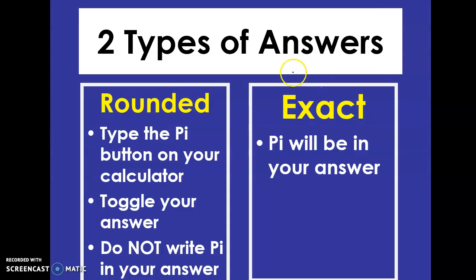Now we're going to be reporting in two types of answers. We've got our rounded, where you use the pi button in your calculator, and then you'll use your toggle button in order to get to an estimate. You'll have a decimal value that you'll round. You will also be reporting answers in the exact form, which means pi will be in your answer, such as it might be 6 pi units. This would be exact.